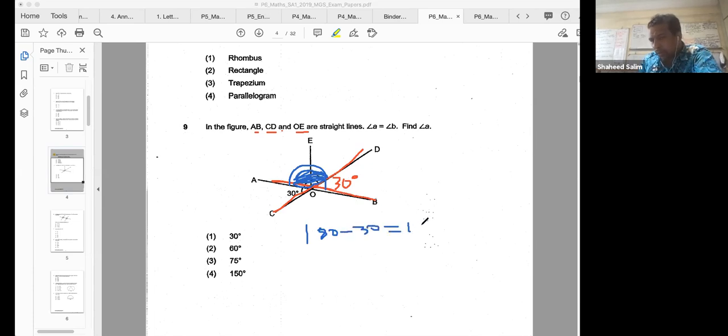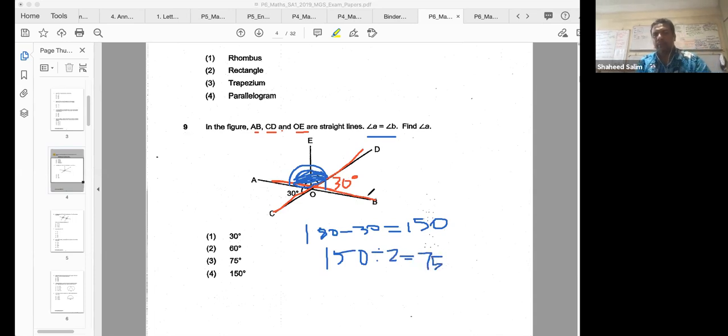Now they give you another clue. The other clue is that angle A and B are equal. So you just divide by 2. Divide by 2, you get 75. I repeat: down here is a straight line, 180 degrees. Minus 30, you get the blue part, which is 150. Divide by 2. Why divide by 2? These two are the same. So you get 75 for angle A. Okay, we move on to the next one.